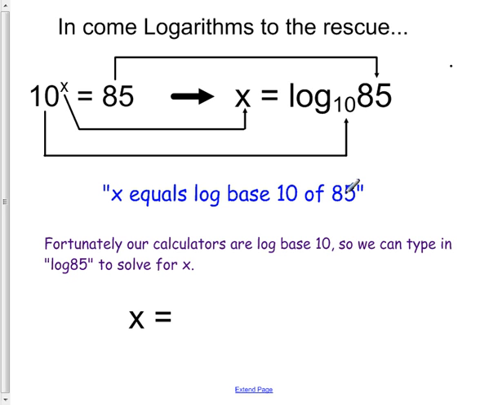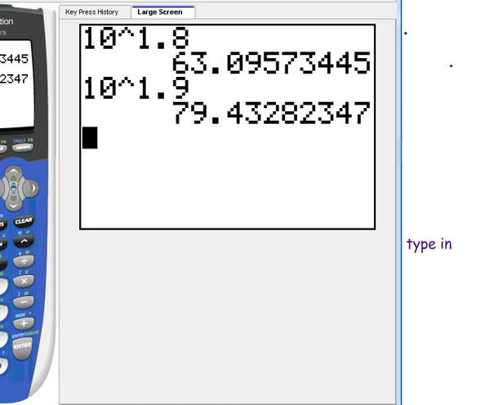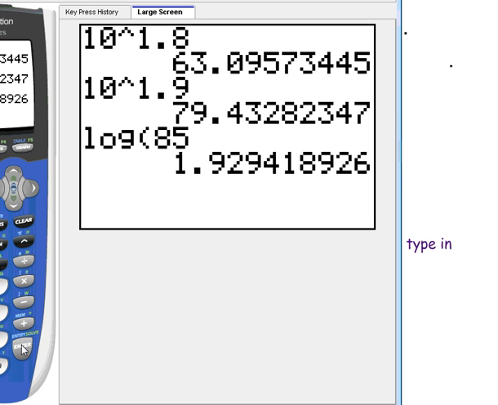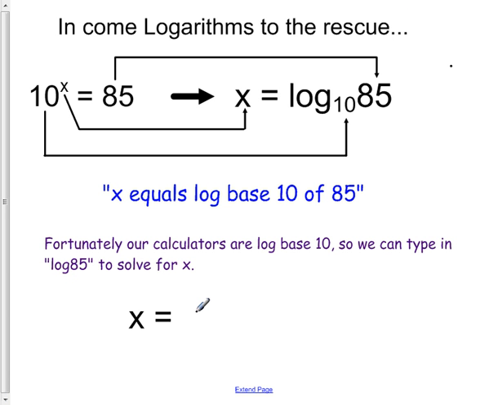And the nice thing is our calculators are log base 10. So all you have to do for this one is just type in log 85 to solve for x. So let's do that. I just hit the log button, 85, hit enter, and it's 1.929-ish. And this is the answer, but we can round it. We'll round it to 3 decimal places. So x equals 1.929.